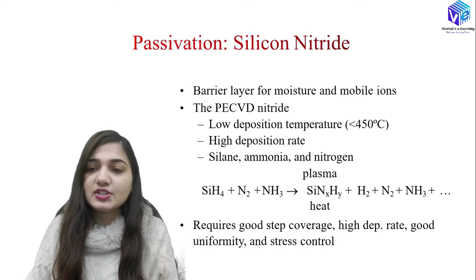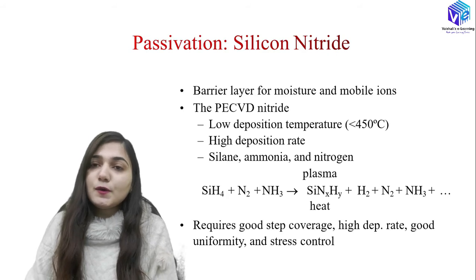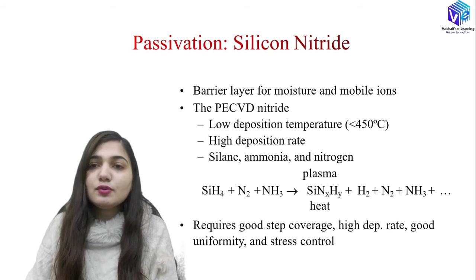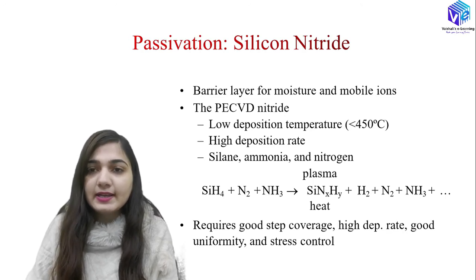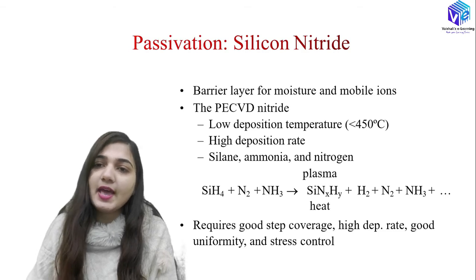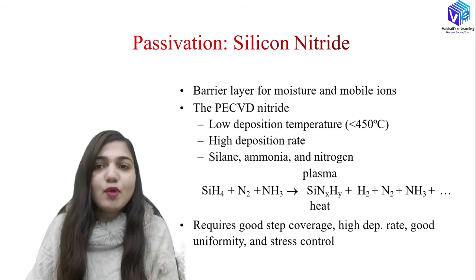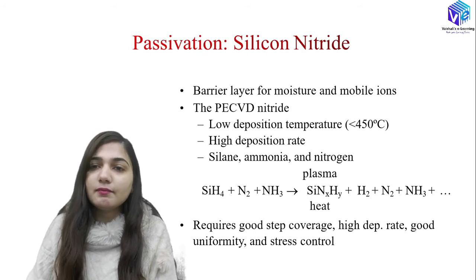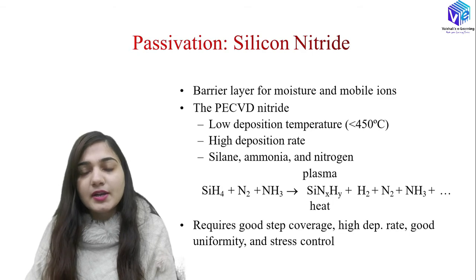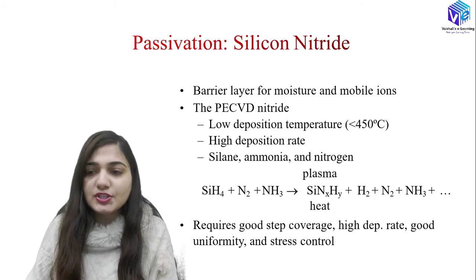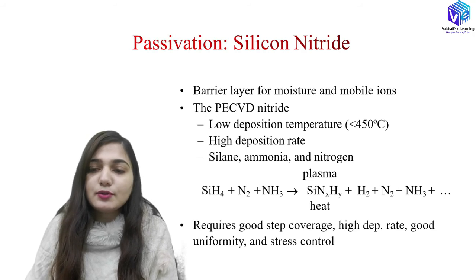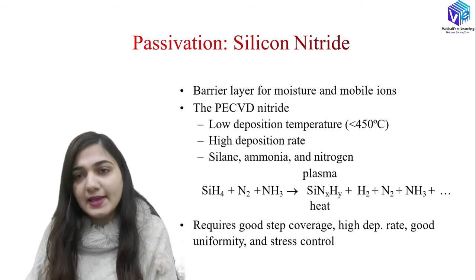So coming to the passivation with the help of silicon nitride. Passivation means we are going to stop the mobile ions from entering the chip. So it is a barrier layer that we are forming for the moisture and the mobile ion protection. Moisture or mobile ions can go and hinder the normal working condition of the VLSI chip. So we need to have a passivation layer over it so as to protect it from moisture and the mobile ions. So now we are using the PECVD nitride to make it as a passivation layer.